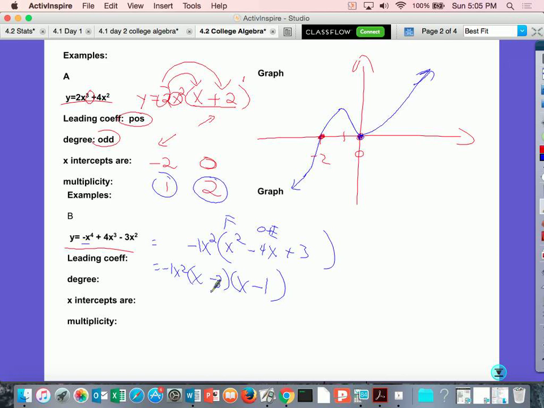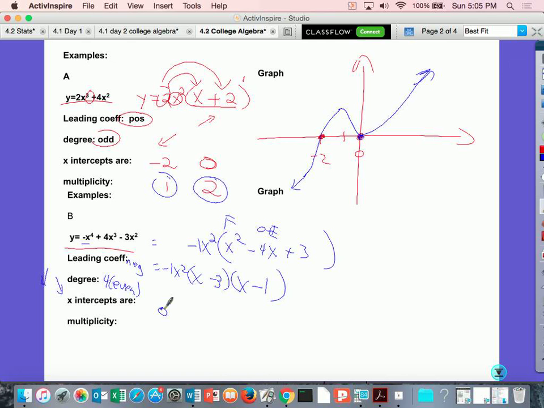So what's the degree? Well, the degree is 4, since there's another factor here, so it would be an x squared times an x squared. That'd be an x to the 4th. In factored form, you should be able to tell that. So the leading coefficient is negative. The degree is 4, even. So what are the end behaviors? I think it's going to be down on the left and down on the right, even, just like a parabola that has a negative a.